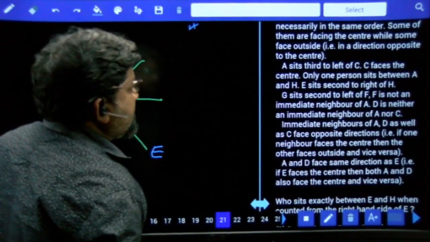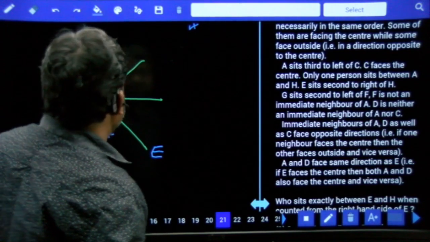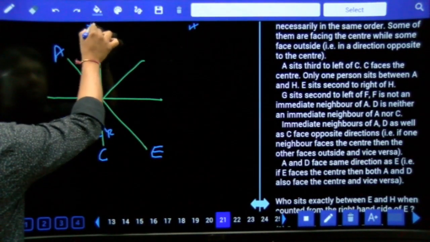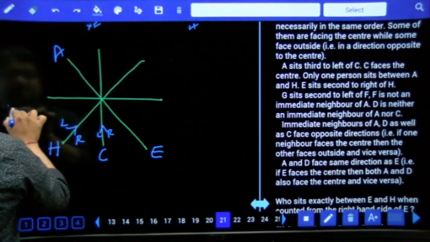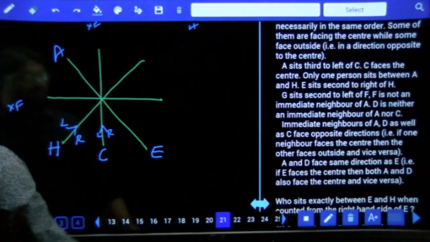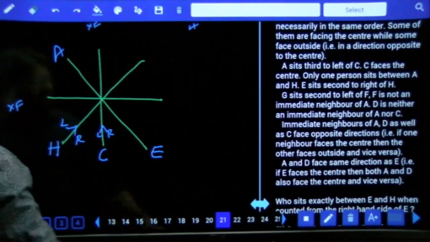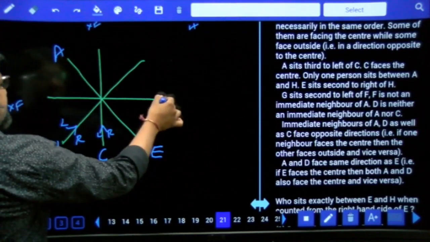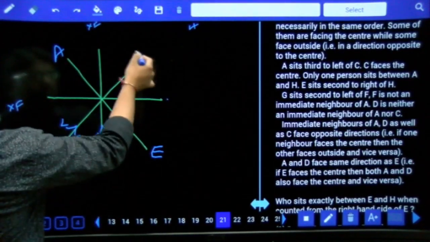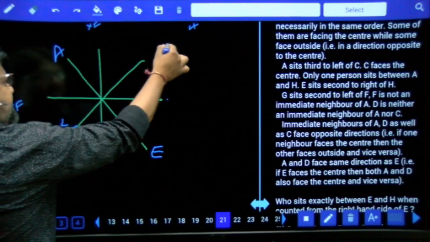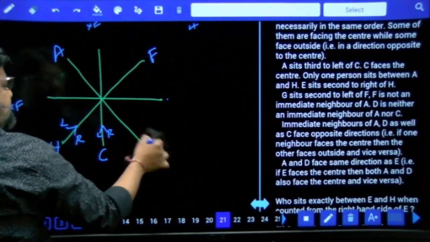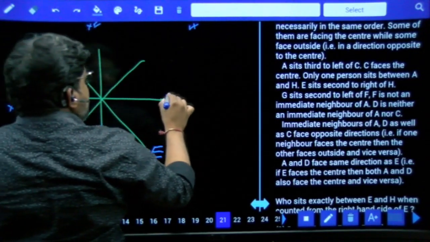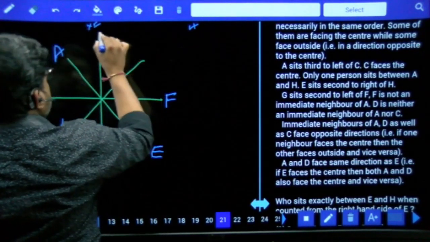G sits second to the left of F. F is not an immediate neighbor of A. This position is not for F. Then F has only two places. But wherever you take F, the second place from F should be G. If this is F, 1, 2, it's not possible. 1, 2, yes, it's possible. But if I take F here, 1, 2 is E, 1, 2 is A. So friends, there's only one possibility for F. This is F, 1, 2 has to be G.